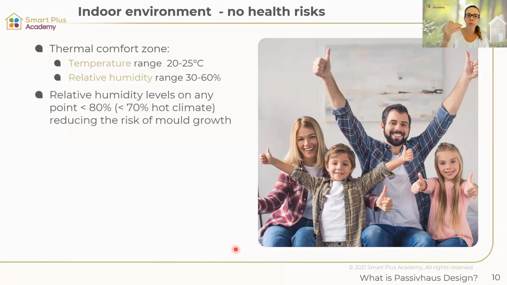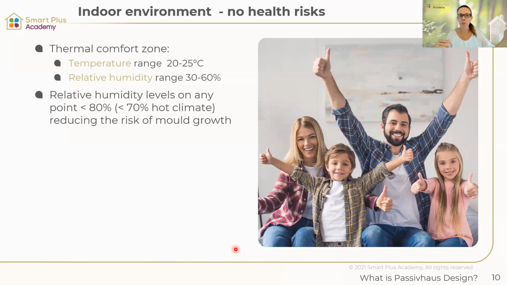So the relative humidity between 30 and 60% means that's our air relative humidity. But we also want to have relative humidity levels at any point in the building below 80%, because that reduces the risk of mold growth. Why am I talking now about any point? Because we have a relative humidity level for our air.